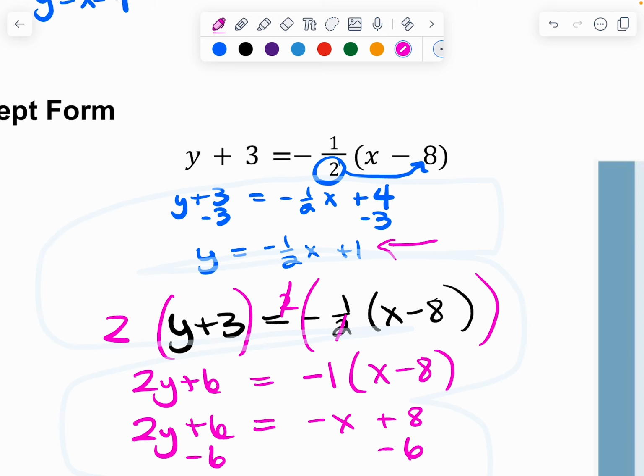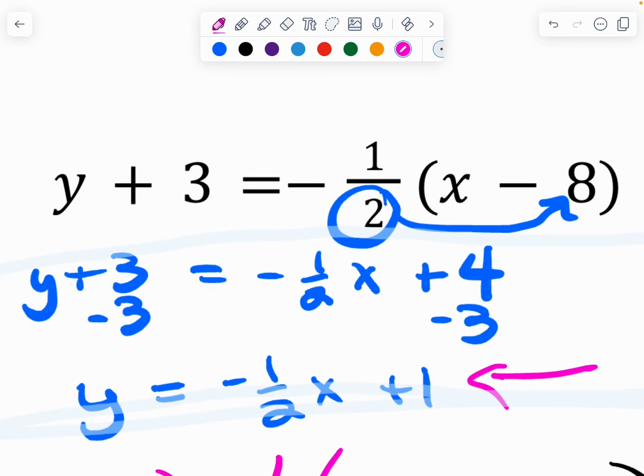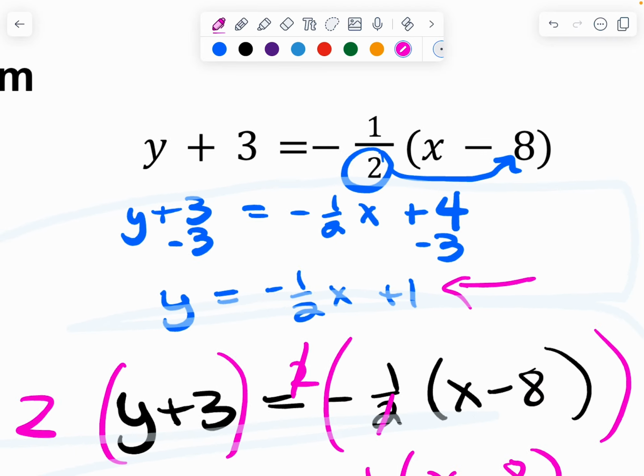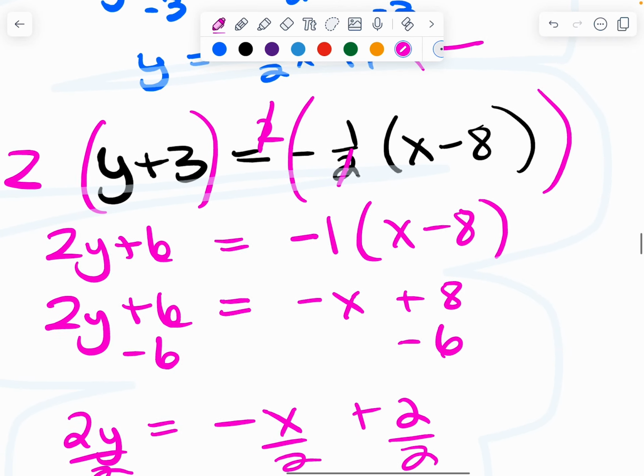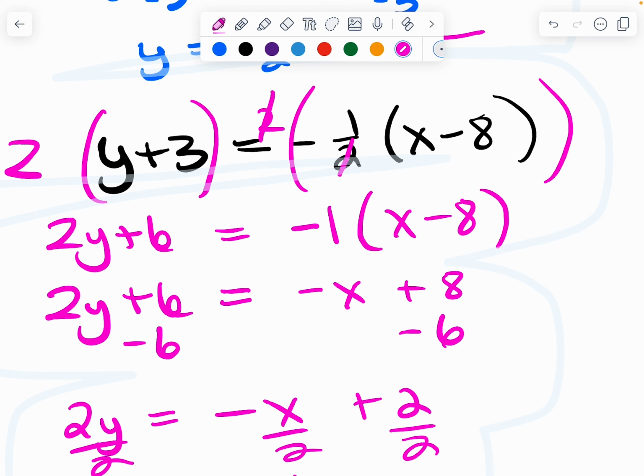Now, I did it two different ways. I did it the first way with just multiplying through. The second way I did it, because some of you don't like fractions, I went ahead and got rid of the fraction so that it would be easier.